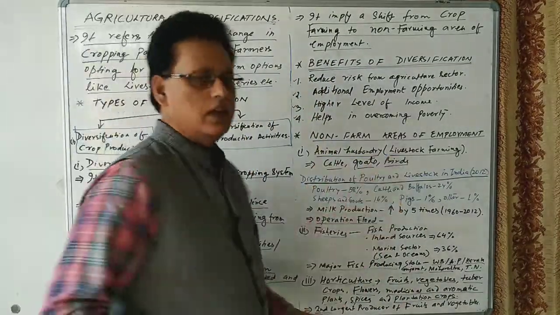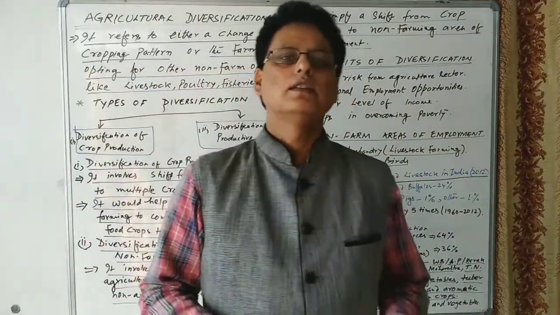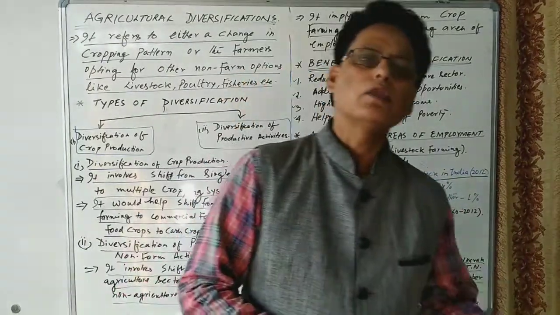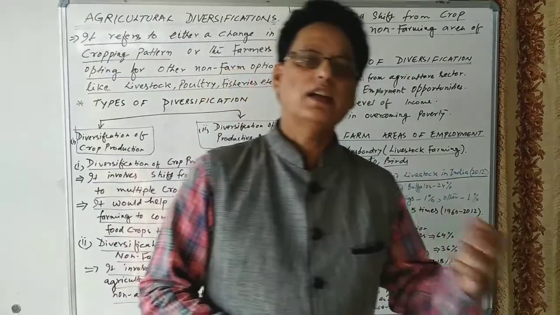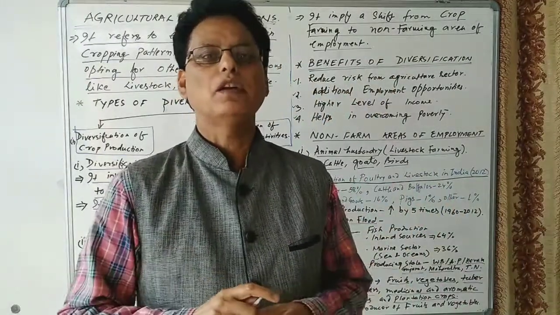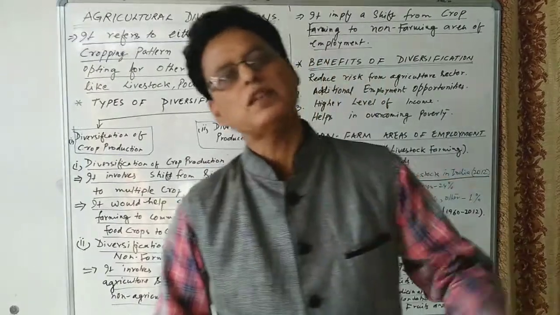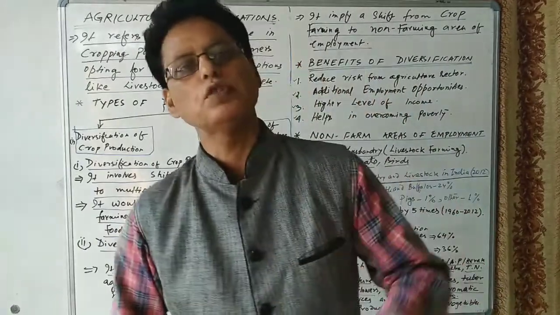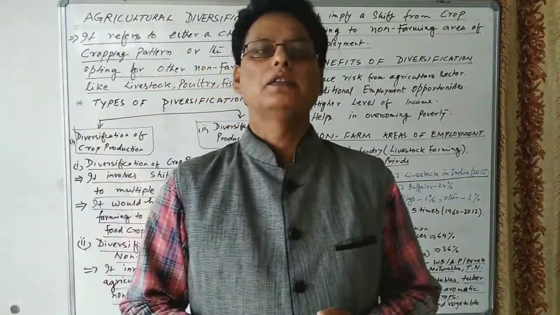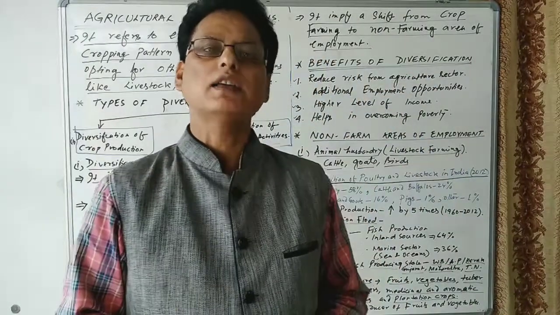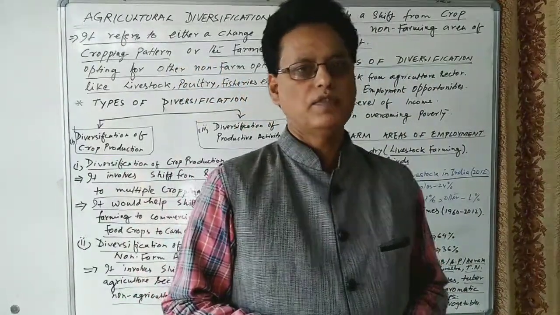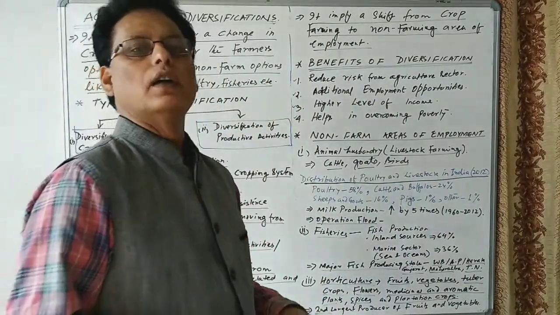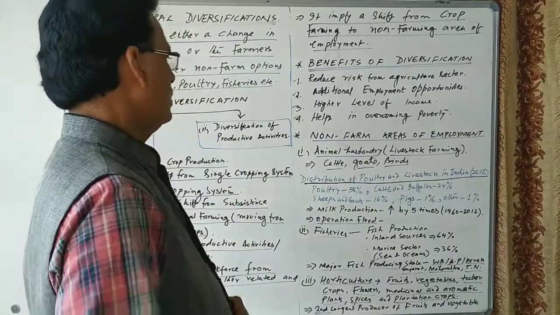Then, higher level of income. Nowadays, farmers are going for fishing, poultry farming, and cattle raising, and they are earning a higher level of income in rural areas. Even some farmers are going for cash crops. They are producing fruits and different vegetables, selling them in the market, and earning a high level of income. So diversification of agriculture is raising the income of the people living in rural areas.